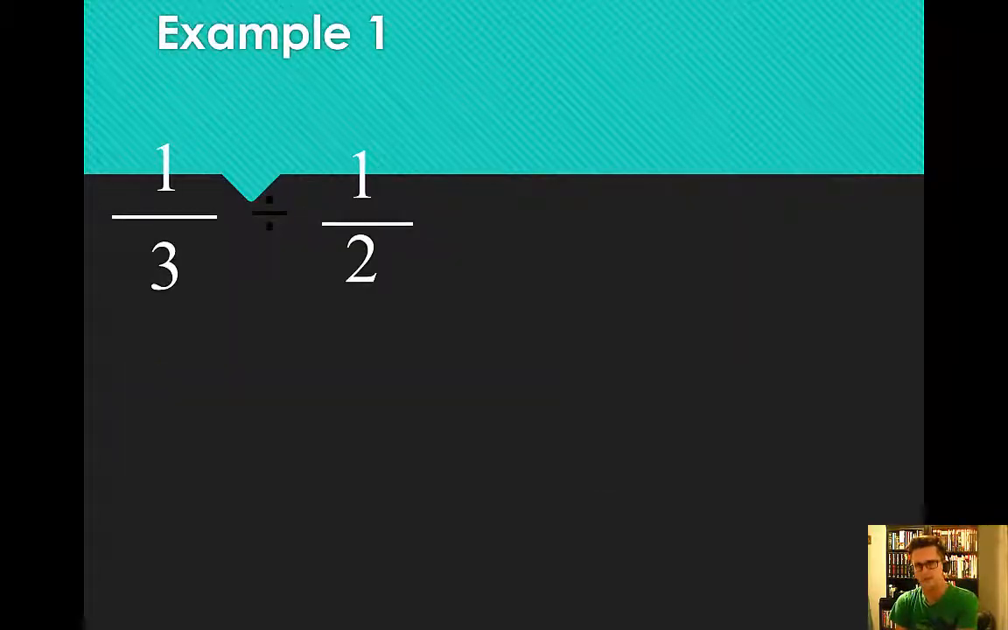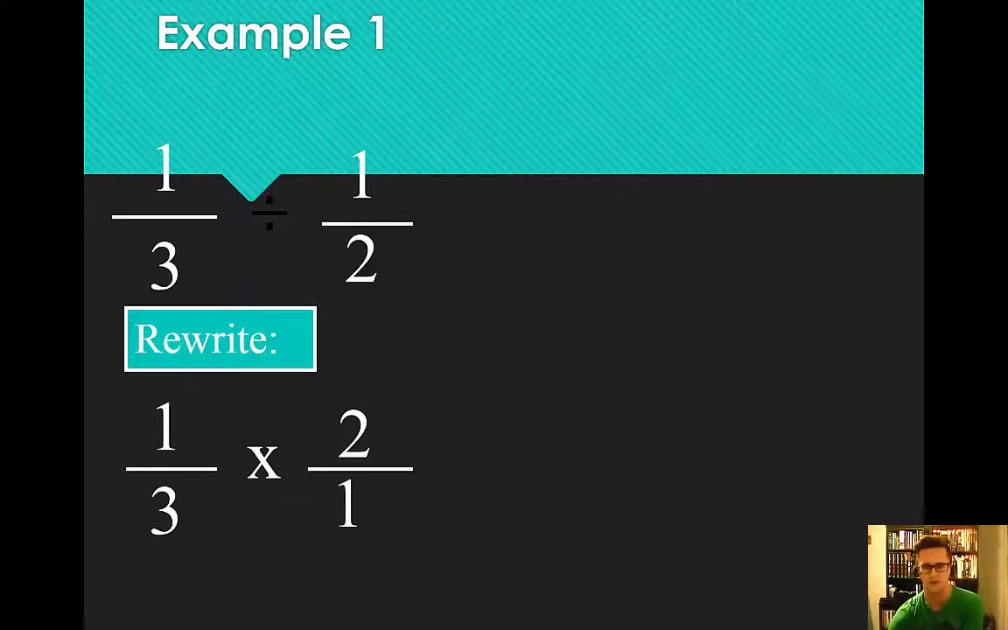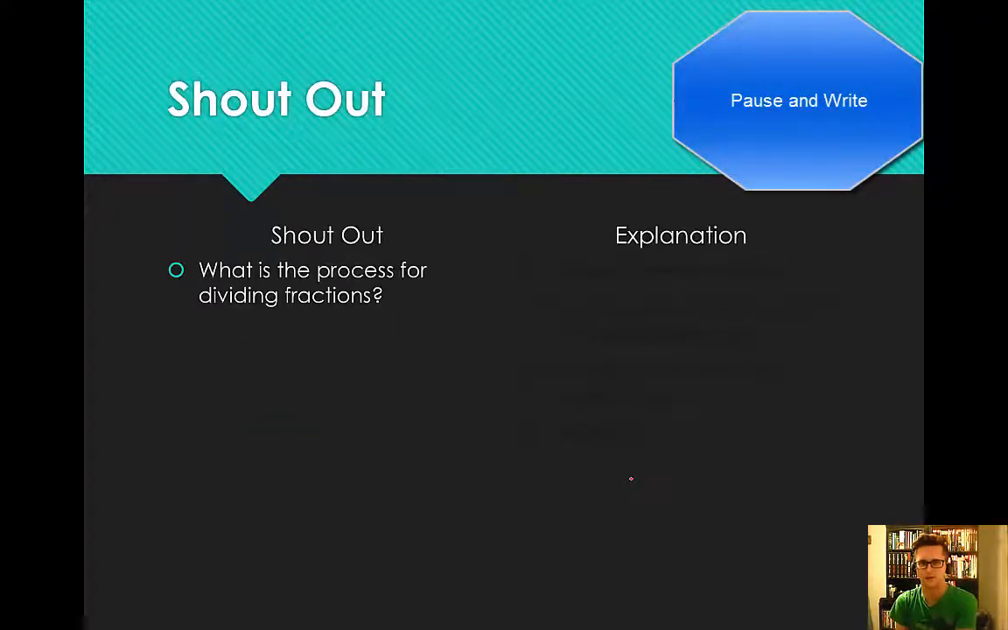Now our first example. 1/3 divided by 1/2. So we rewrite our first fraction. We change our division question into a multiplication question. And then we flip or reciprocate our second fraction. So now we have 1/3 and we multiply across to 2/1, and our solution will be 2/3. Easy as pie.